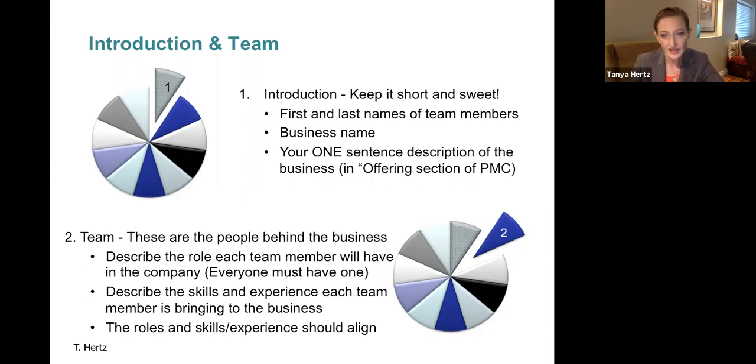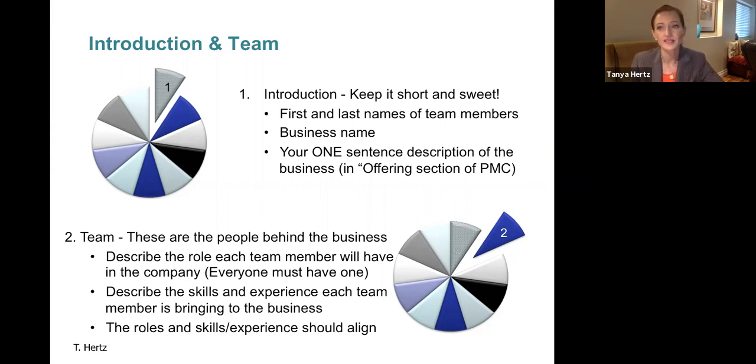The next slide is focused on the founding team members, the people behind the business, the roles that each person has in the business. Everybody has to have a role, even if in reality you wouldn't start the business as a team. And then you explain why each person was chosen for that particular role. It could be because of their experience or their skills or their education or their personality.